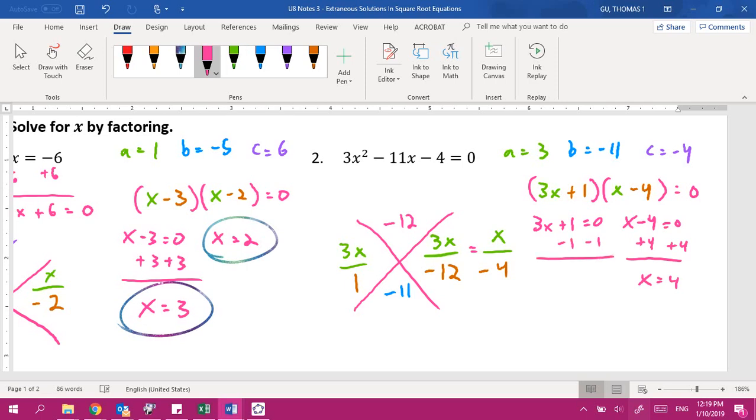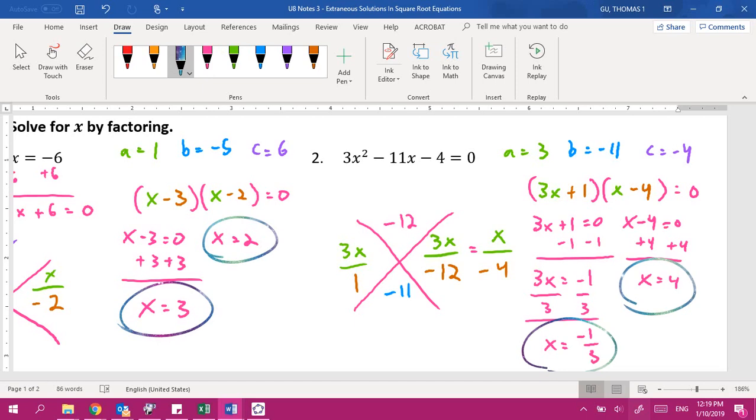Subtract 1. So 3x equals negative 1, and then? That's right. So we divide by 3, and we get negative 1 over 3. So there are my two answers, negative 1 over 3 and x equals 4. Very good. So this is just a refresher to make sure you know how to factor, because we're going to be using factoring in what we're doing today.